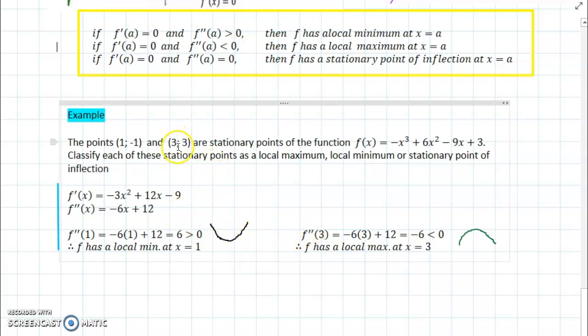Again, test the other point. Substitute x equal to 3 into the second derivative. So it's minus 6 times 3 plus 12, which results in negative 6. It is negative. It is concave down, and therefore it has a local maximum at x equal to 3.